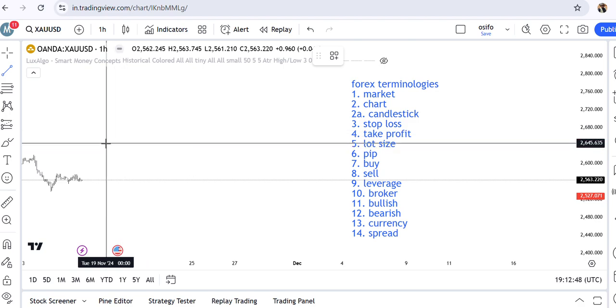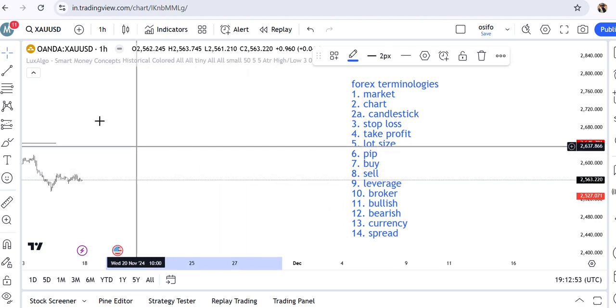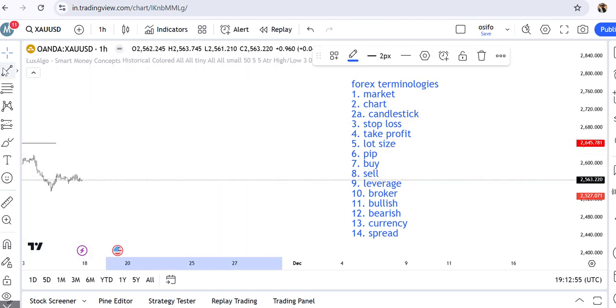For instance, this line here. Why is it not showing?